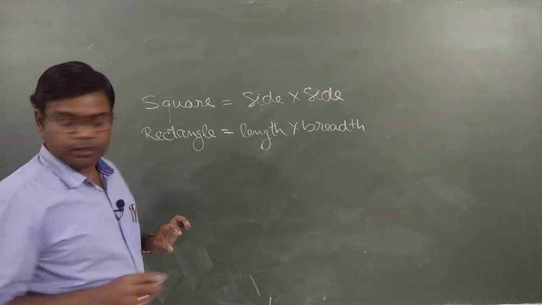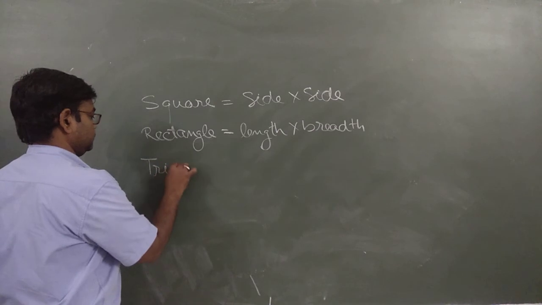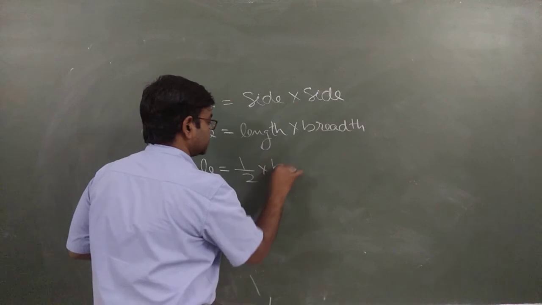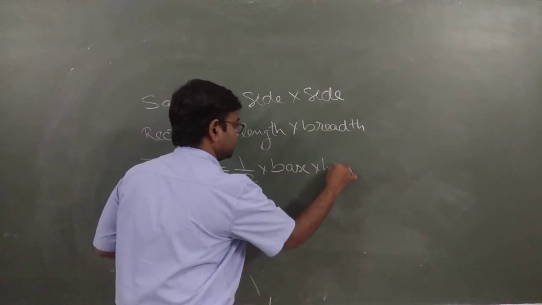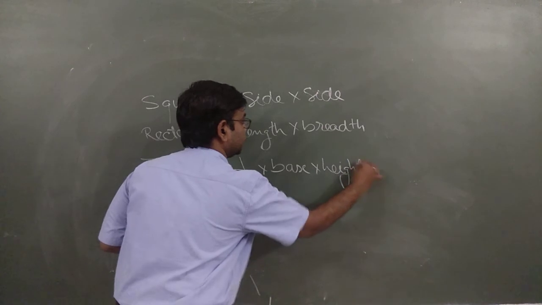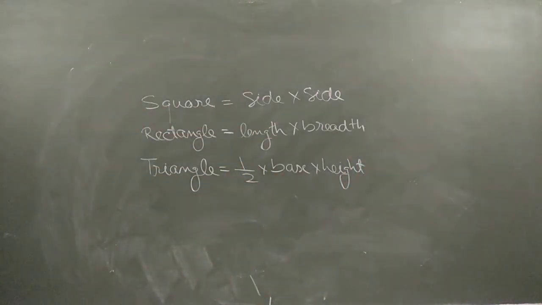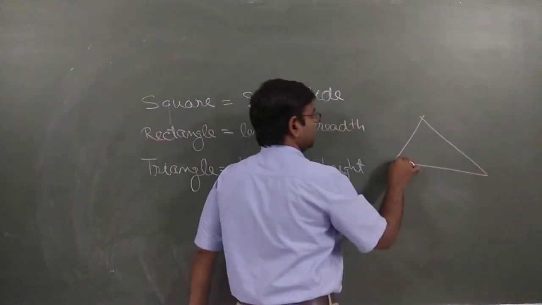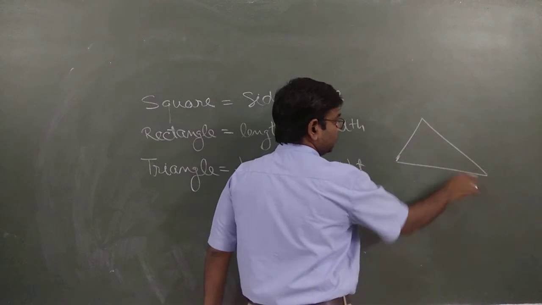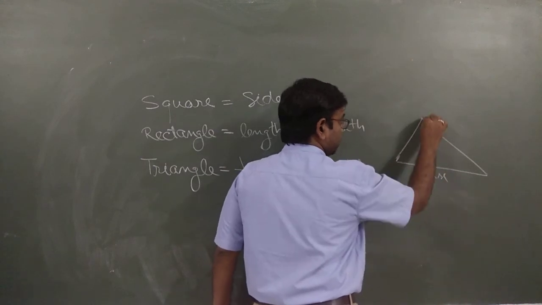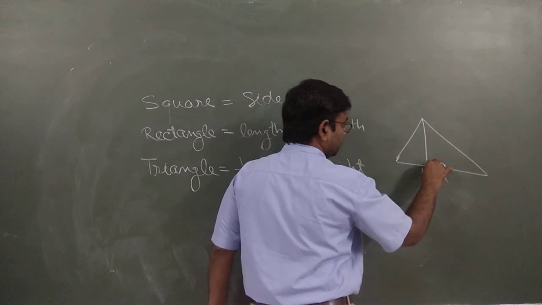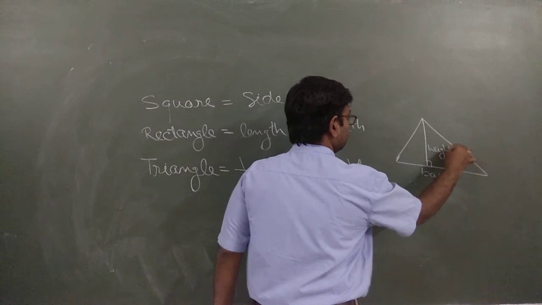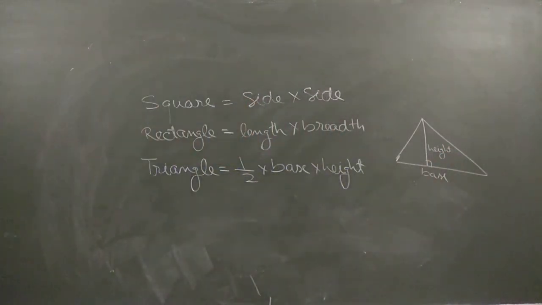Then there is a triangle. Its formula is half into base into height. What are base and height? If this one is your triangle, the longest side is considered the base, and a perpendicular drop from the opposite vertex is known as your height. So the formula is half into base into height.